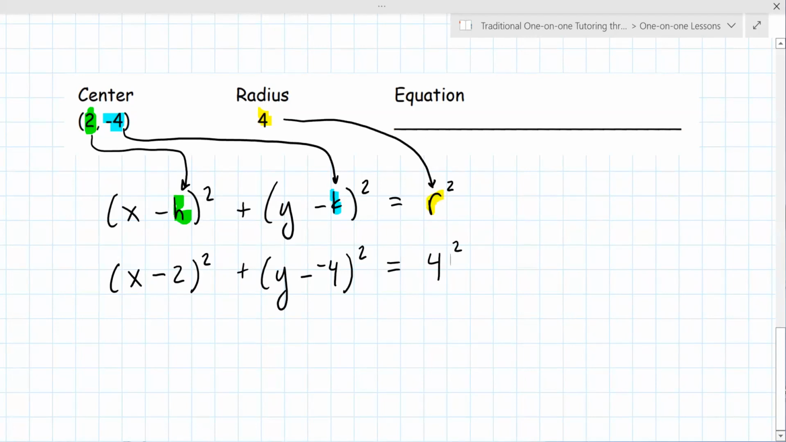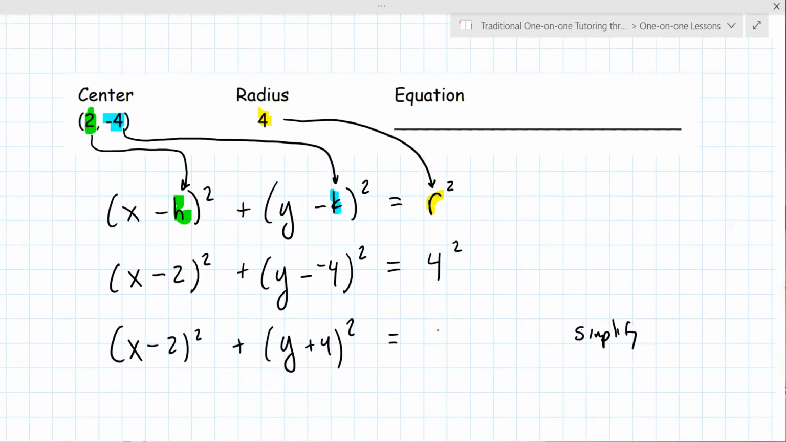Now there's one last line you have to simplify. So it's x minus 2 squared plus y plus 4 squared equals, can you tell me what 4 squared is? 4 squared. That's 16. Good. Any questions on this? Because I'm going to have you do one just like it.